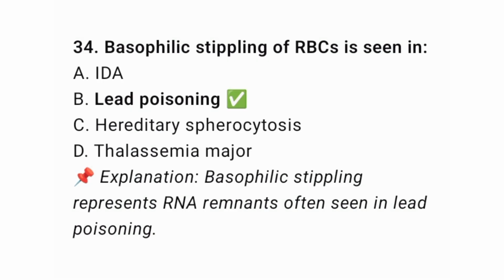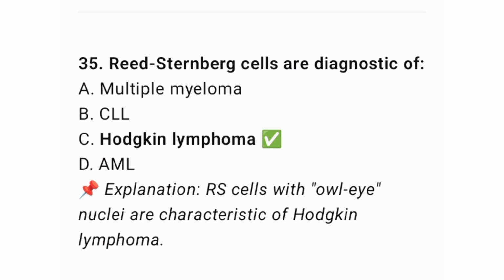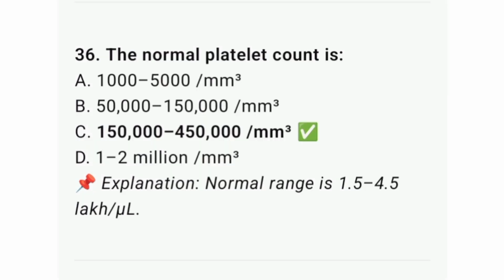Basophilic stippling of RBC is seen in lead poisoning. Reed-Sternberg cells are diagnostic of Hodgkin's lymphoma.